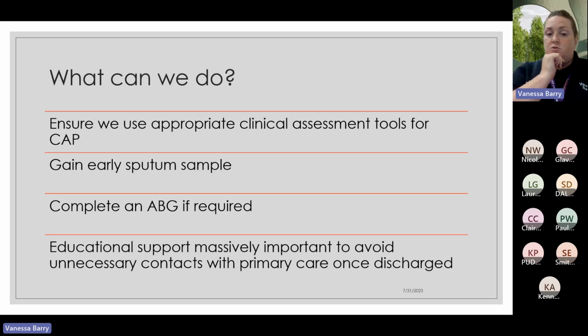We've got to get an early sputum sample if they're productive. I appreciate not every pneumonia is productive. Complete an ABG in the community if that's necessary and appropriate, especially if somebody's saying they don't want to come in. Sometimes that can give you a bit of clout to support them with their decision-making process around whether they should or shouldn't go in. Sometimes the probe is a bit fiddly, and once they start going below 90, it's obviously not as accurate.